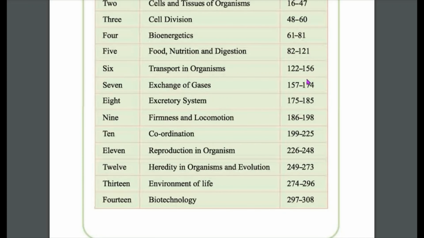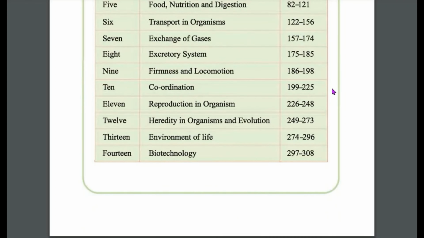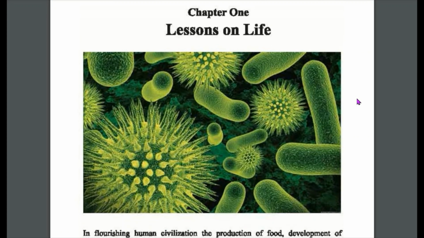Chapter 7, exchange of gases. Chapter 8, excretory system. Chapter 9, firmness and locomotion. Chapter 10, coordination. Chapter 11, reproduction in organisms. Chapter 12, heredity in organisms and evolution. Chapter 13, environment of life. Chapter 14, biotechnology. So let's head to the first chapter, which is lessons on life.